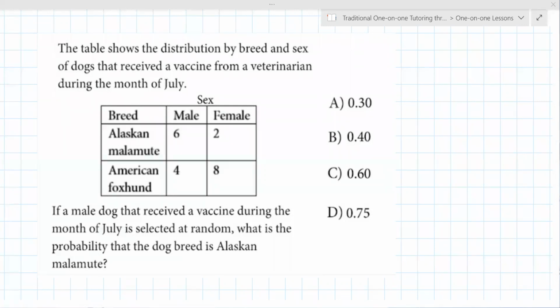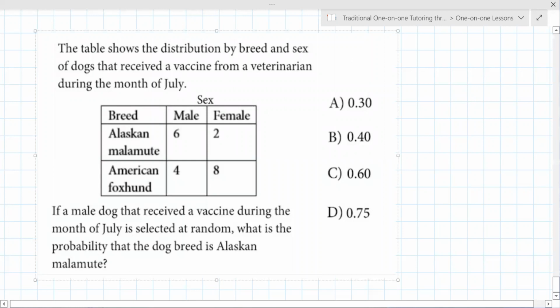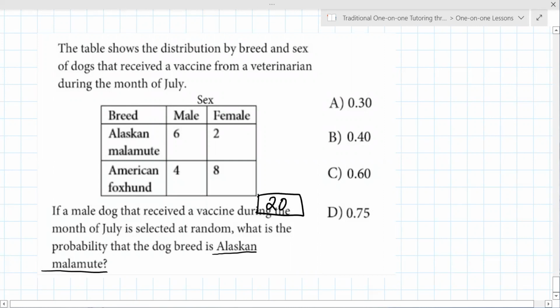Letter B. Okay. So how did you come up with that? I'm not saying you're wrong. I'm just asking how you came up with that. If it's selected at random, then you have to find the total. So the total of both of the breeds is 20. Agreed.